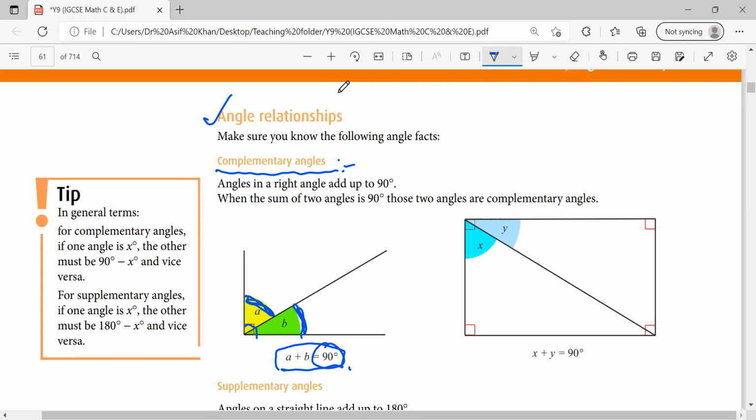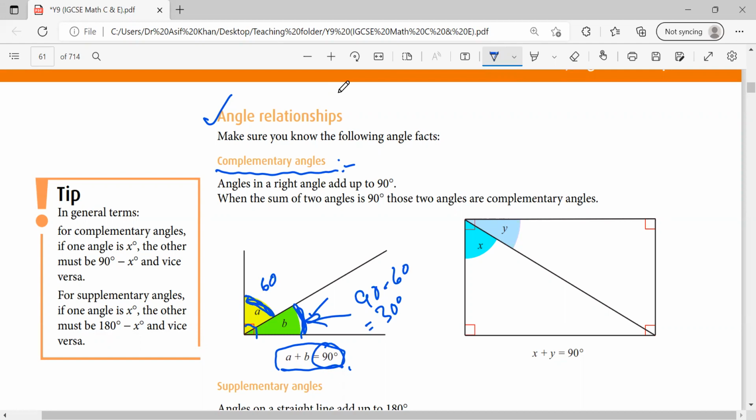So it means if you know any one of the angles, let's suppose you know this angle is 60 degrees, you can find the other angle easily. How can you find it? Simply 90 minus 60, you will get the value of B here.